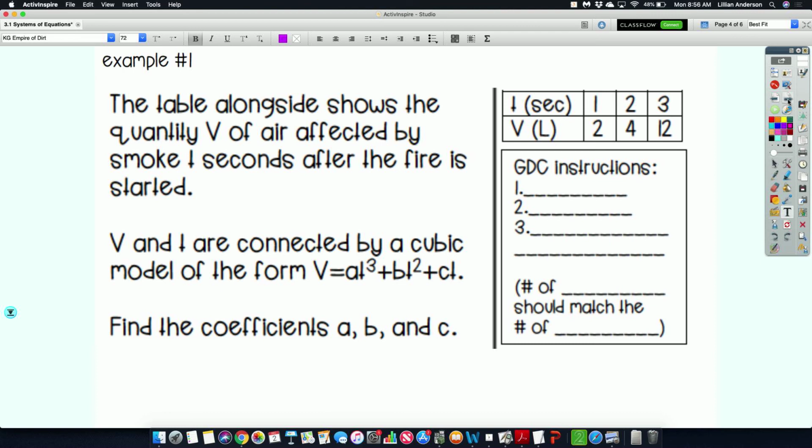And it's V equals AT to the third plus BT squared plus CT. We're looking to find the coefficients of A, B, and C, which will actually complete our model. So, how do you use your calculator to do this?